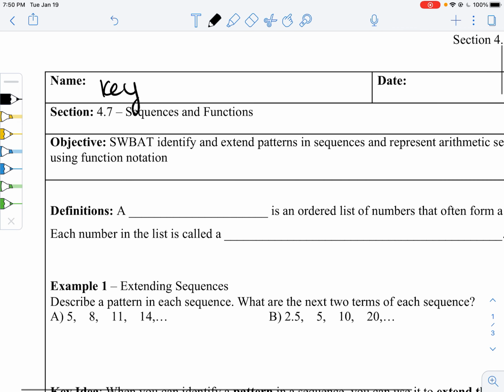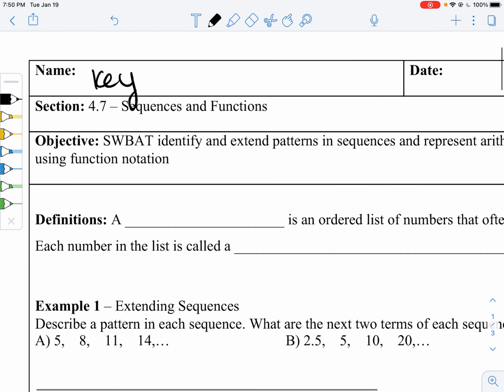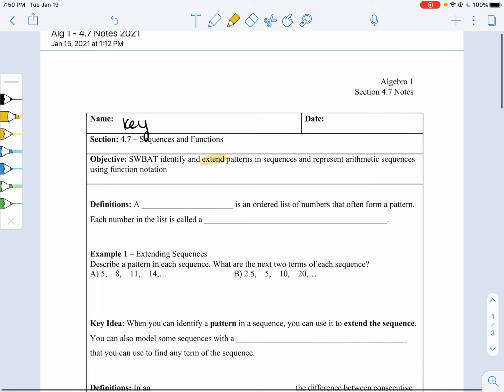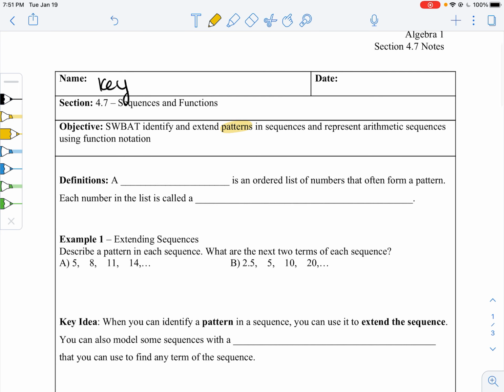These are our last notes for chapter 4. We're talking about sequences and functions. By the end of the day, you will be able to not only identify, but also extend patterns and sequences and to represent arithmetic sequences using function notation. Oh guys, I'm so excited.